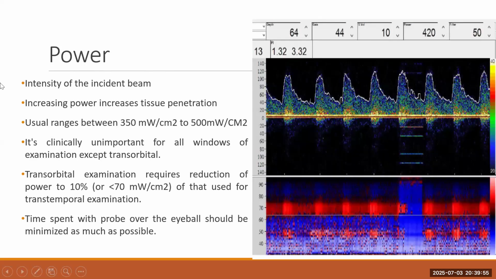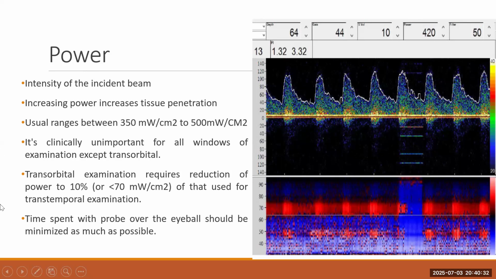So the other marker of the intensity of the ultrasound is the power that's indicated here in the non-imaging Dopplers. Power is the intensity of the incident beam. Increasing power means increasing tissue penetration. The usual range of the power is between 350 to 500 milliwatt per centimeter square. This is specifically with respect to transcranial Doppler. It is very important, especially in one window, that is the transorbital window.